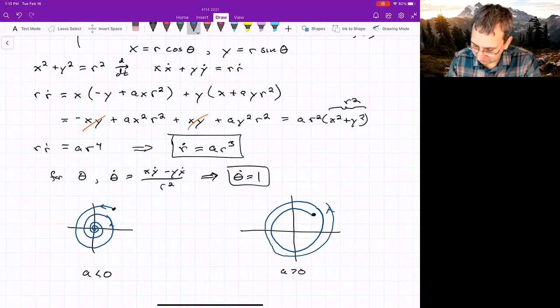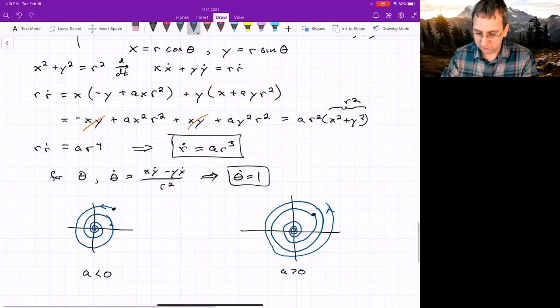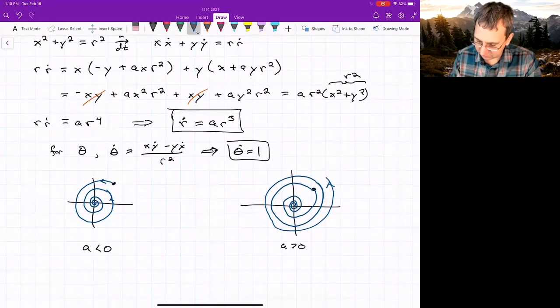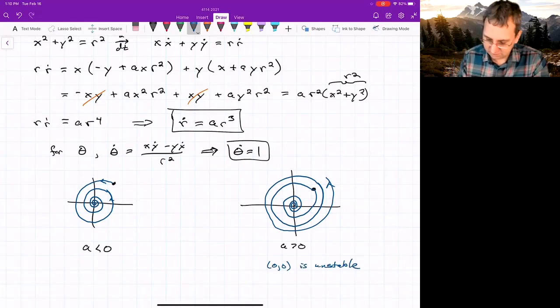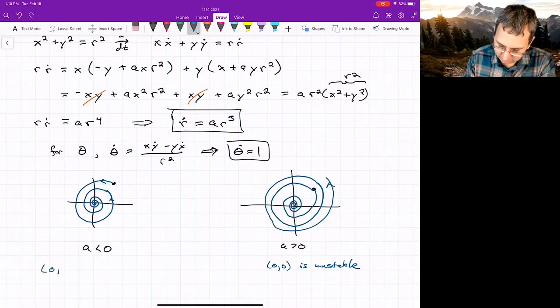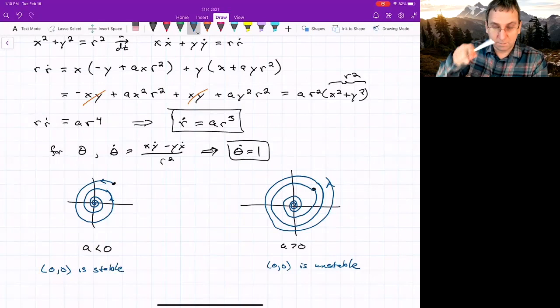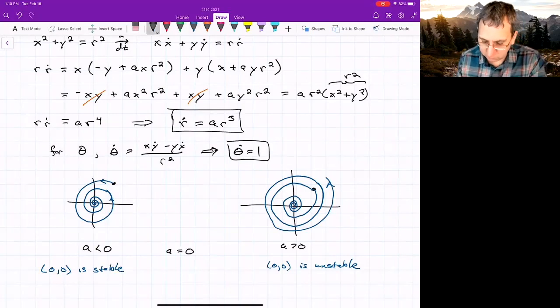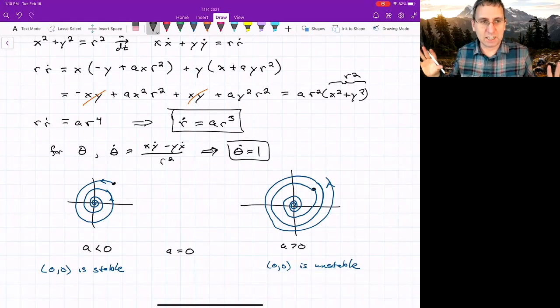If we went backward in time, we would have something that's kind of emerging from the origin. So in this case, (0, 0) is unstable, but we had to look at nonlinear terms to see that. Here, (0, 0) is stable because everything's going in. And then the marginal case in between the two, a equals 0, means we just have that linear system.